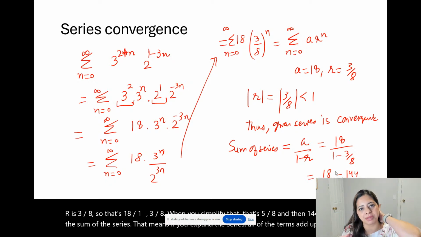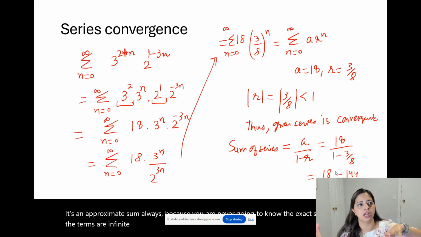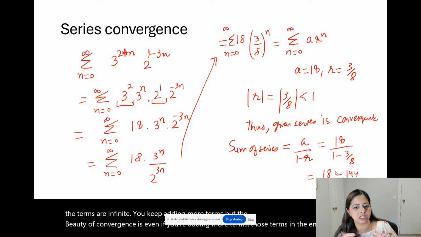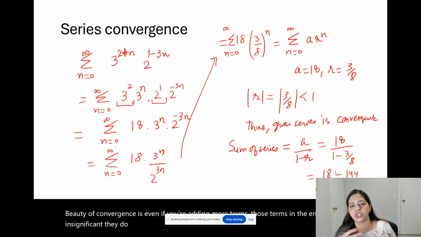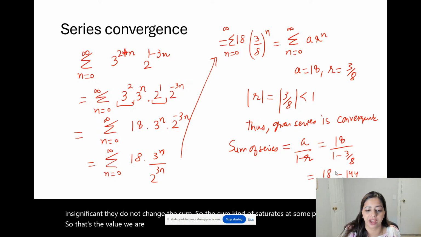It's an approximate sum always because you are never going to know the exact sum because the terms are infinite. You keep adding more terms. But the beauty of convergence is even if you're adding more terms, those terms in the end are so insignificant, they do not change the sum. So the sum kind of saturates at some point. So that's the value we are looking at, 144 over 5.